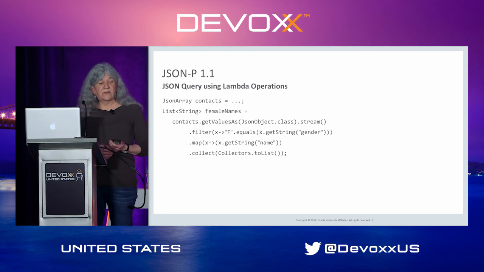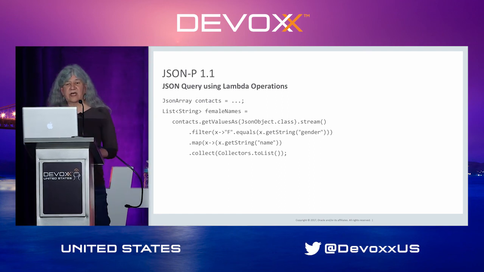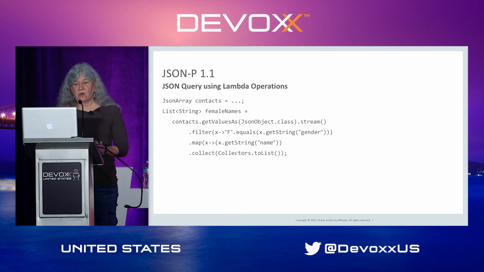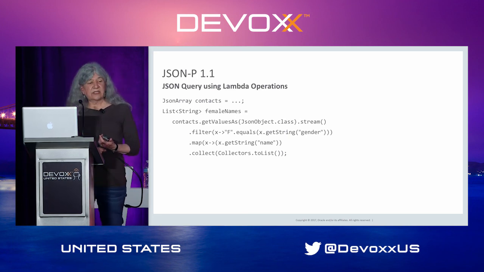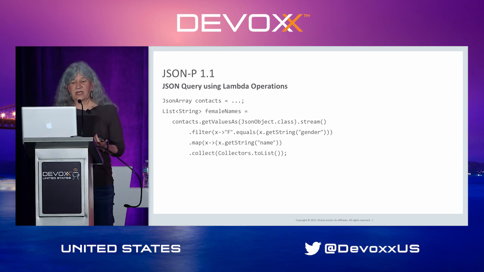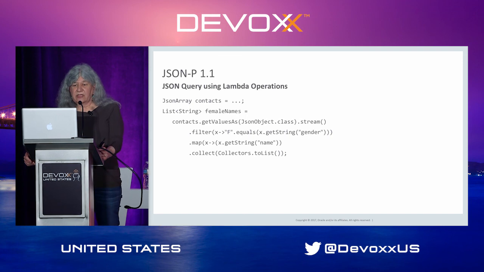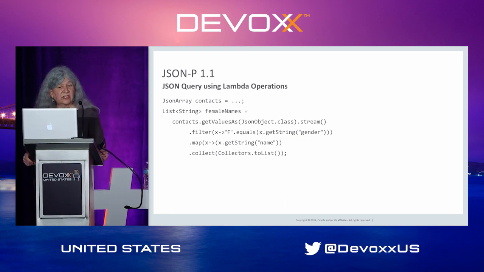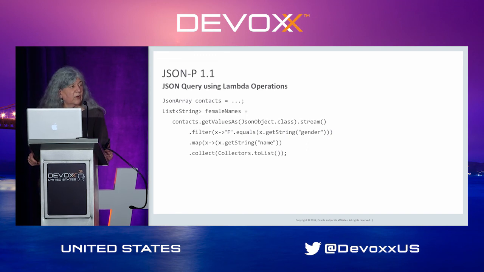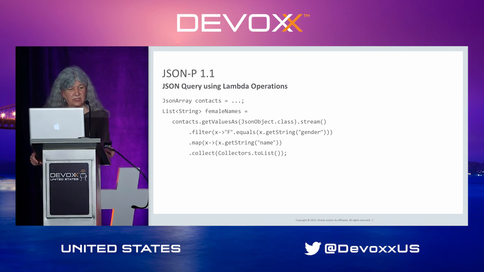So the other enhancement that's important in this JSON processing release is integration with the Lambdas. If we look at the example here, we've got what I think of as a JSON query that's filtering over a set of females' contact info entries, and it's filtering out the females and extracting the names of the female members and collecting it to a list. So what we've lost here is the fact that we're exiting the JSON world and we've just got back a list of Java strings, a Java list of strings.